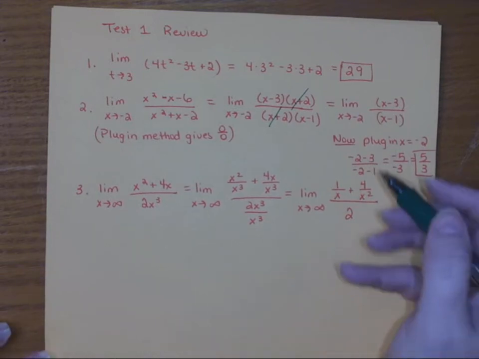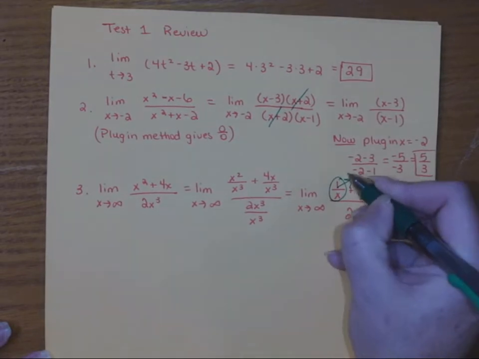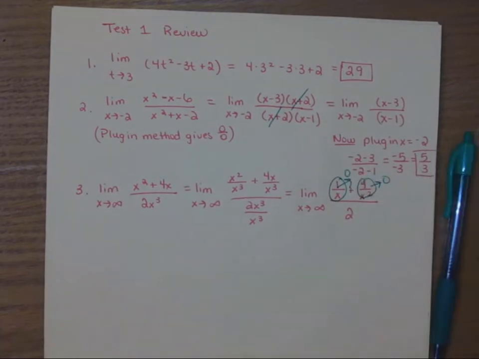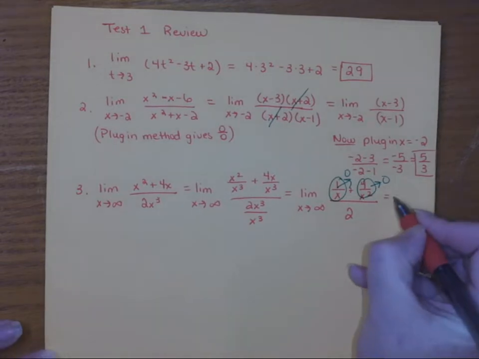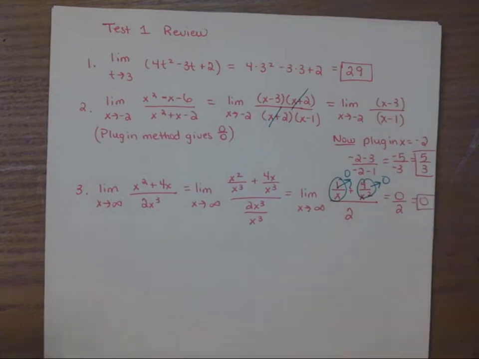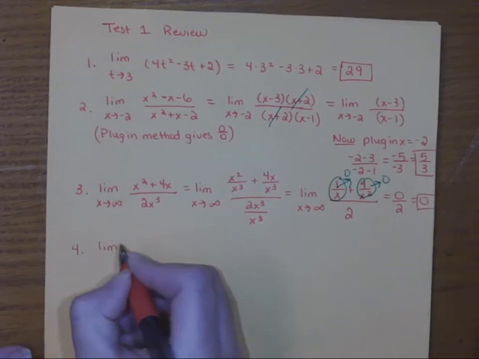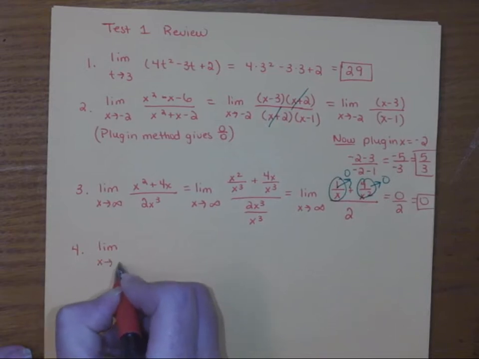And then because x is getting extremely large, any of these fractions where we have a number over x to a power are all going to get close to 0. So in the end, you just get 0 over 2, which is a limit of 0. I included a problem on the review where the limit was 0 to showcase that 0 on the top is fine. It's 0 on the bottom that we're worried about. So make sure you know the difference there. All right, so let's do one more.